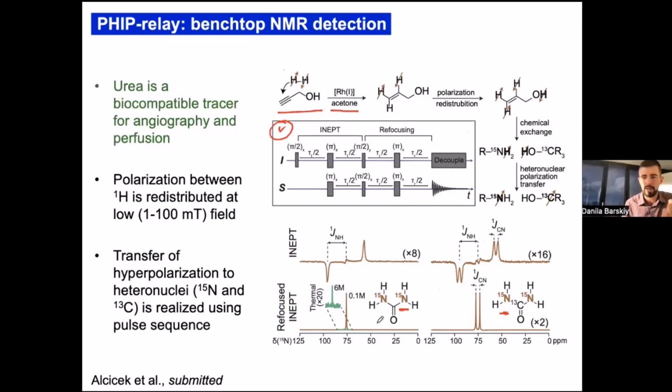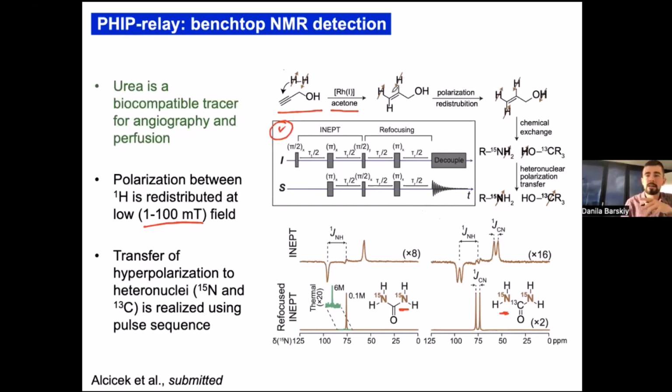So we have our urea, we have our propargyl alcohol, we have our catalyst, and we bubble parahydrogen at a low field of about a few millitesla. And we actually tested it, it's quite a broad condition in which you can do this reaction, and it still will work. It's pretty much very uniform within the range from 1 to 100 millitesla.